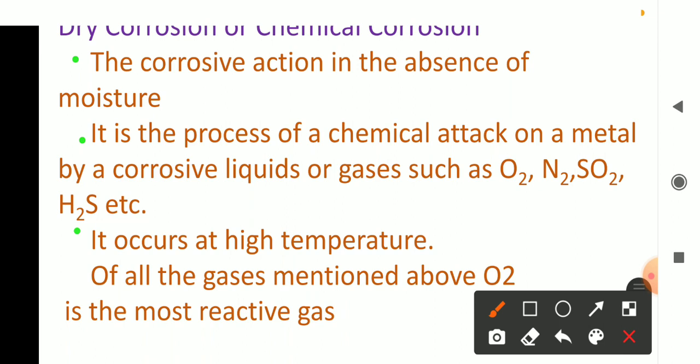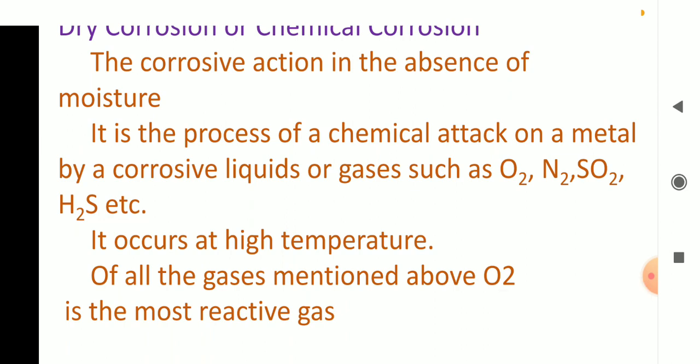So under the heading of dry corrosion, what are the points we have seen? The corrosive action is in the absence of moisture, and it is due to chemical attack or by the interaction of gases like oxygen, nitrogen, sulfur dioxide or hydrogen sulfide. It occurs only at higher temperature, and of all the gases given, oxygen is the most reactive one.